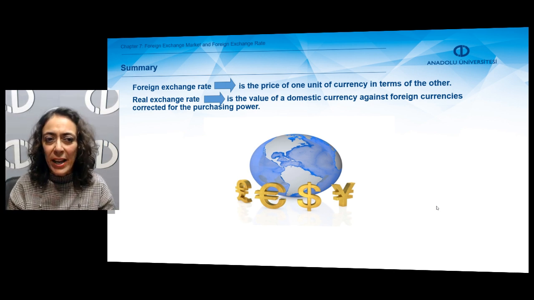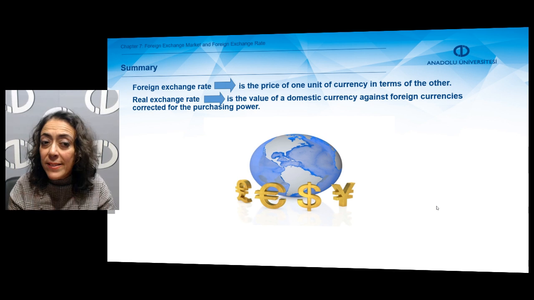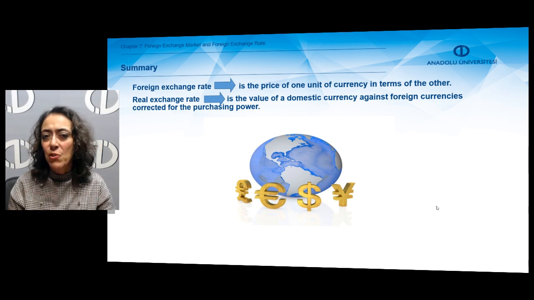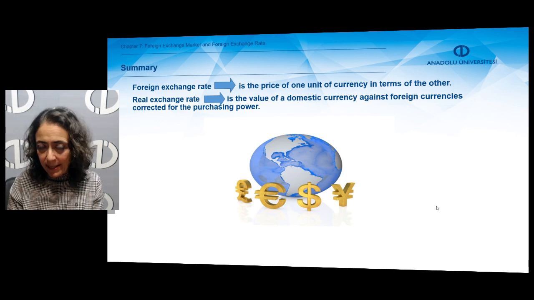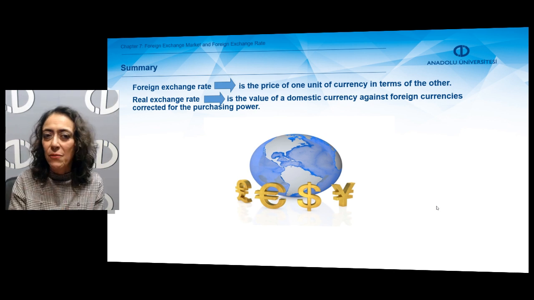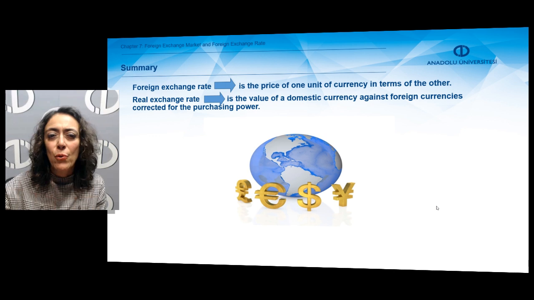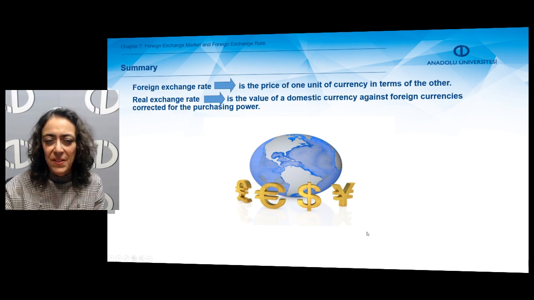Real exchange rate is different than spot or current foreign exchange rate. It is the value of a domestic currency against foreign currencies corrected for the purchasing power. In other words, real exchange rate incorporates the inflation as well, inflation of both countries.